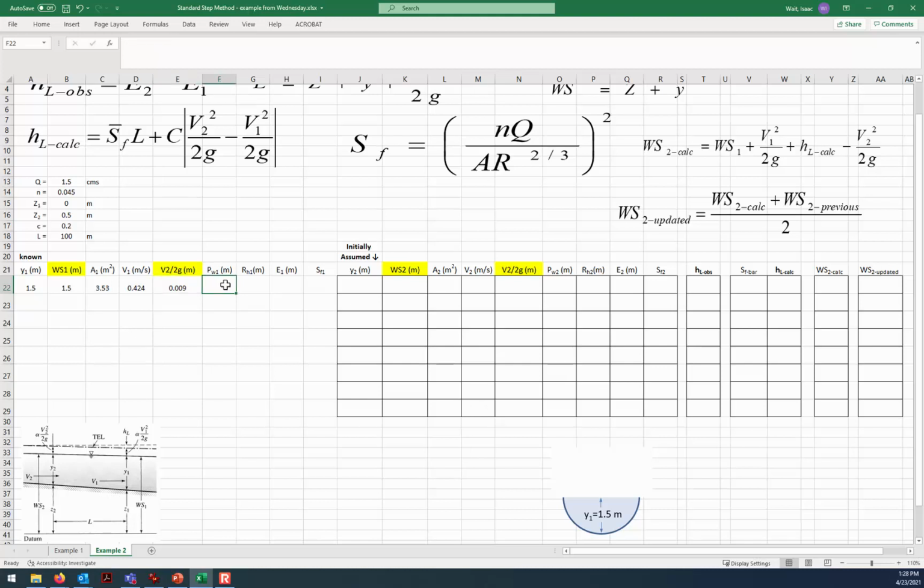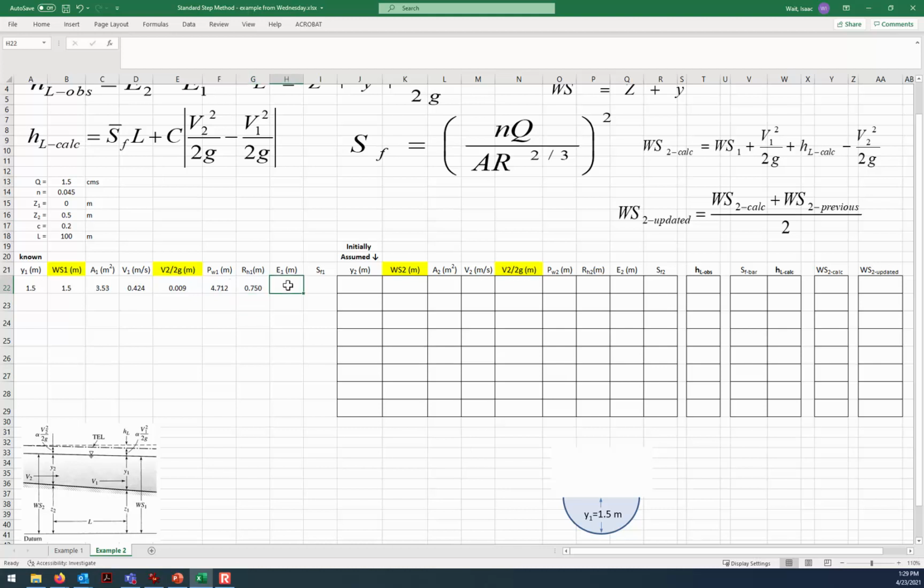Wetted perimeter. Now this is the one where the perimeter of a circle is 2 pi r. So the perimeter of a half circle is just going to be pi r. So pi times the depth, which is our radius. Okay, so we've got the wetted perimeter. Hydraulic radius is area divided by the wetted perimeter.